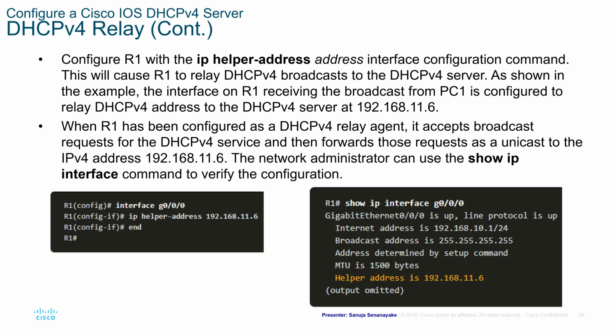So you need to configure R1 with the IP helper address. This is where the relay configuration is going to be implemented on the router. So the command is ip helper-address, and then you enter the IP address in the interface configuration mode. This will cause R1 to relay DHCPv4 broadcasts to the DHCPv4 server. As shown in the example, the interface on R1 receiving the broadcast from PC1 is configured to relay DHCPv4 requests to the DHCPv4 server at 192.168.11.6. We know this because we put ip helper-address, and we gave the IP address of that DHCP server, which is on the previous slide.